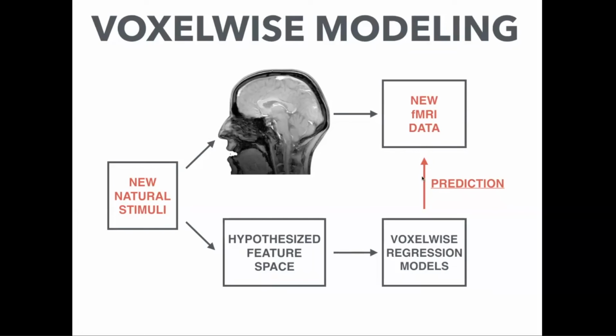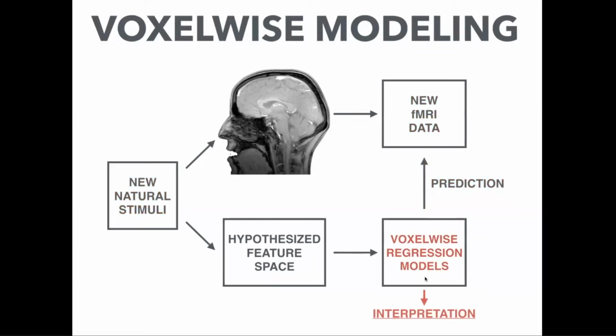We can go in and start to interrogate these voxel-wise regression models and try to interpret which specific features are actually driving the response in any voxels in the brain. I'm going to show you an example of this as well. Okay, so this is the basic framework for how we're going to do this work. Let me tell you how I do this specifically for this data.